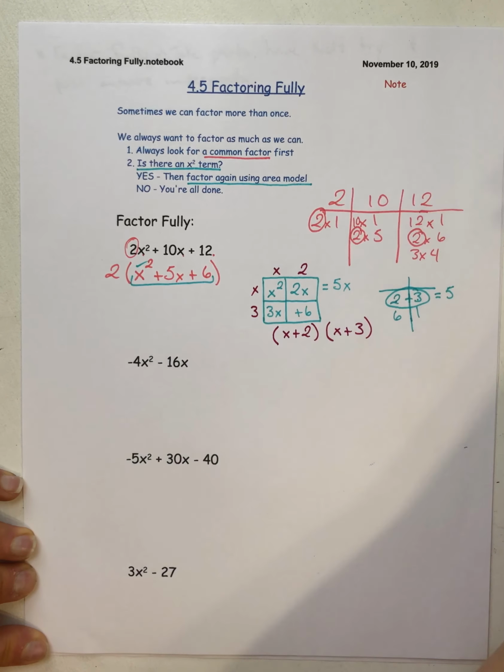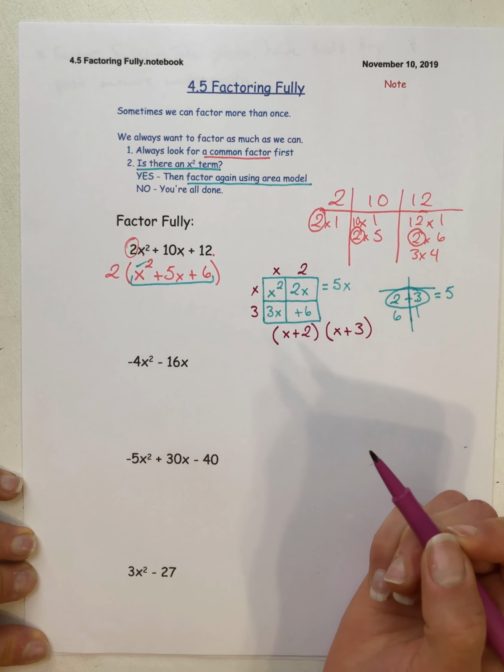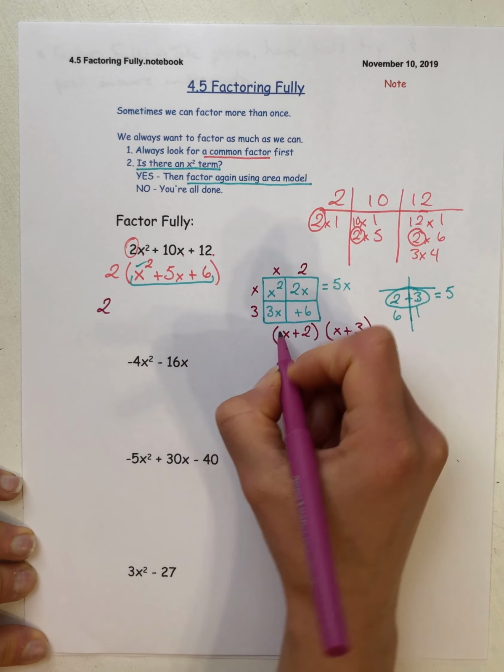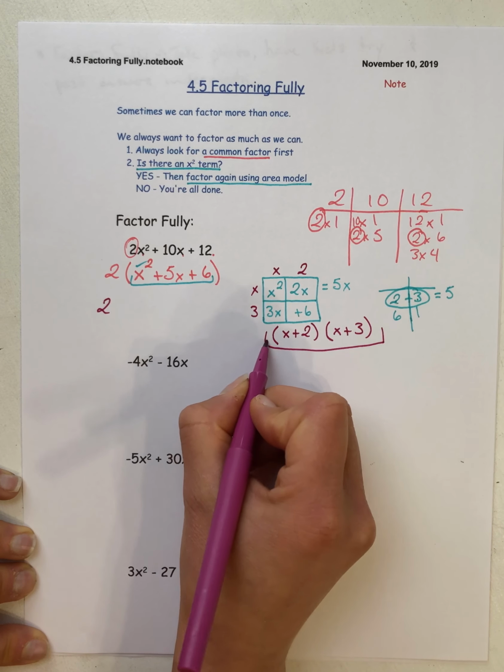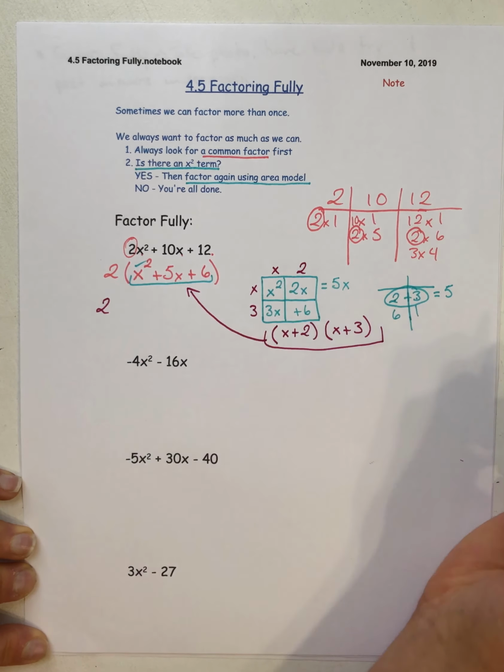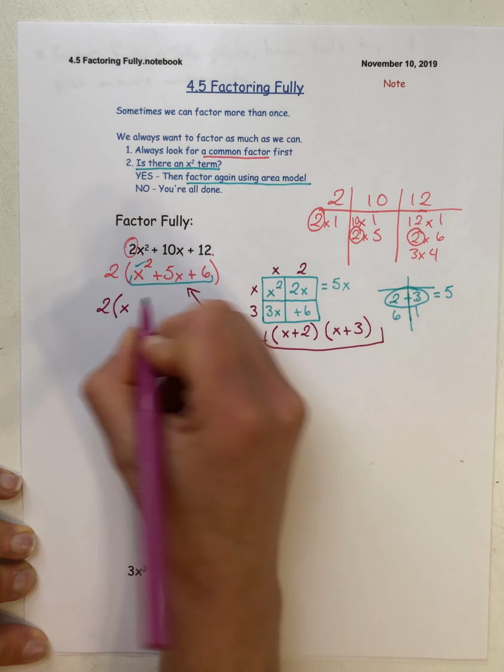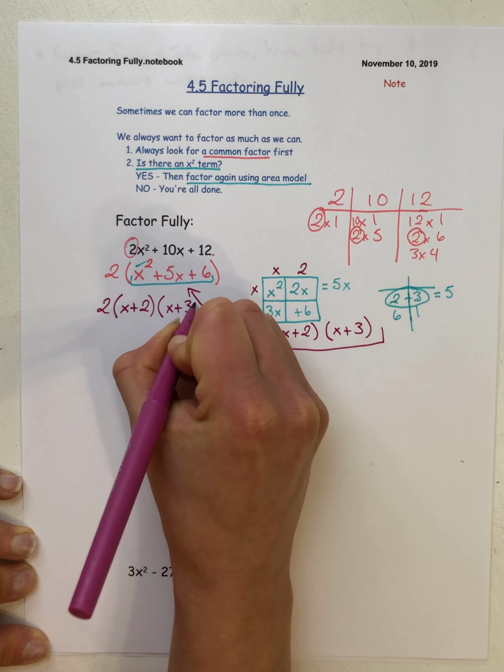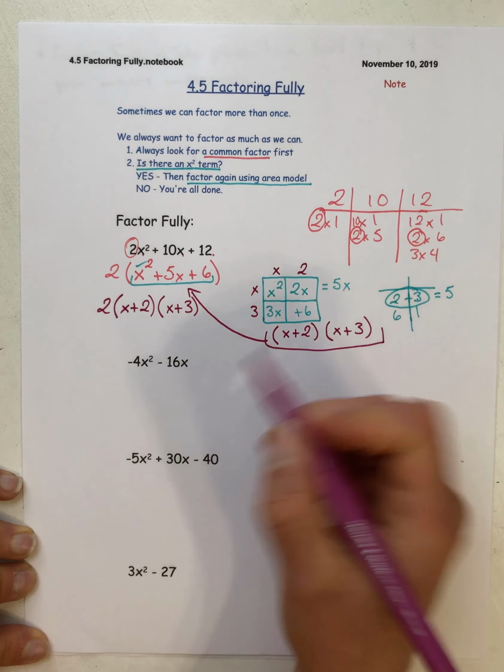And then we come back over here. Sorry. We come back over here and we have a 2, and then we sub this into here, and we can do x plus 2 and x plus 3, right? Because this is just the factored form of this. So let's try another one.